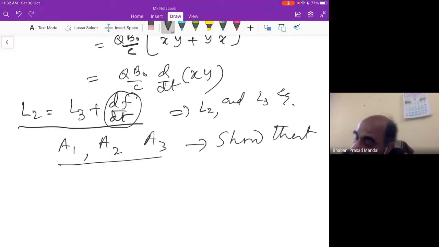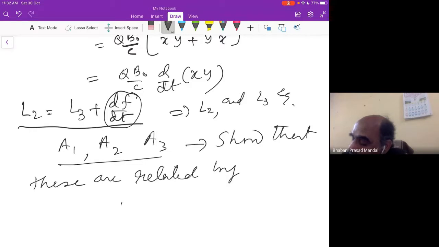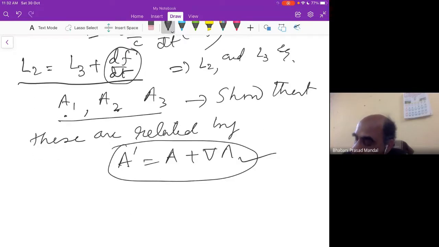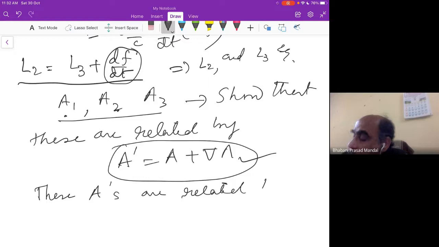Show that these vector potentials are related by this. You have to find this lambda such that A1 and A2 are connected. Maybe A prime is A2, A1 is A, so find they are related by this. Prove yourself that all these vector potentials are related by gauge transformation.